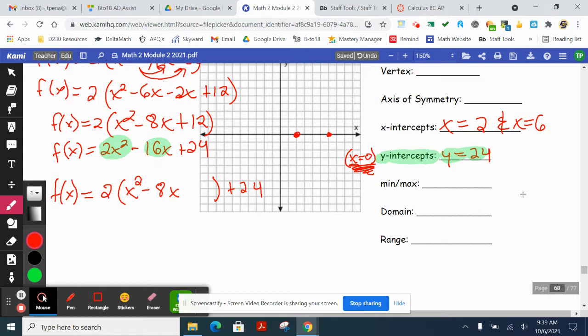So if I distribute this, I still get 2x squared, and then the 2 and the -8 give me a -16, and then I still got that 24 hanging out in the back. So same exact stuff, just written a little bit differently.